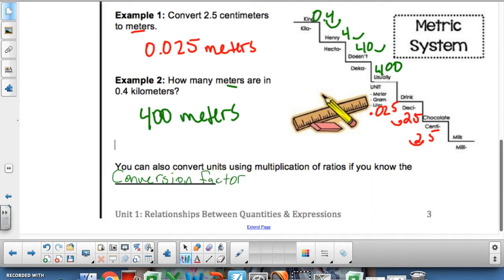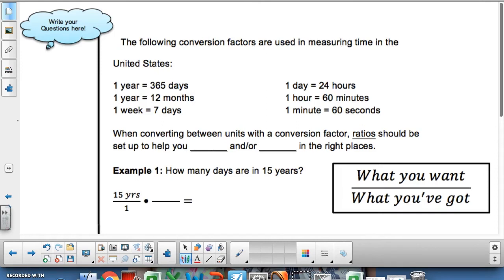Again, sorry about my bad handwriting. Okay, so let's go to the next page and we will talk about how to use conversion factors.